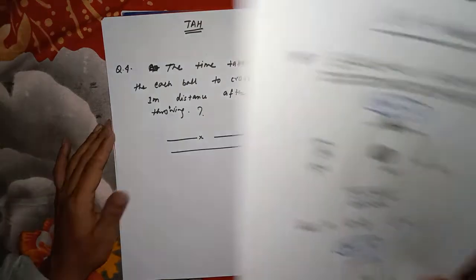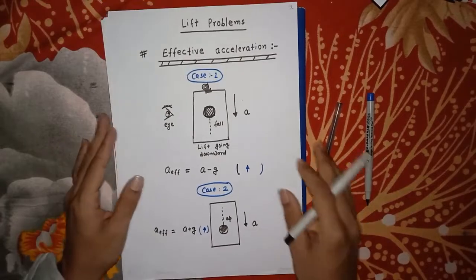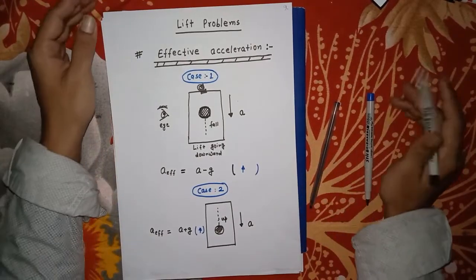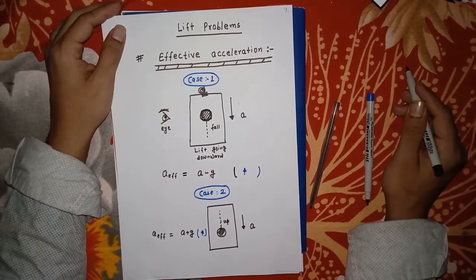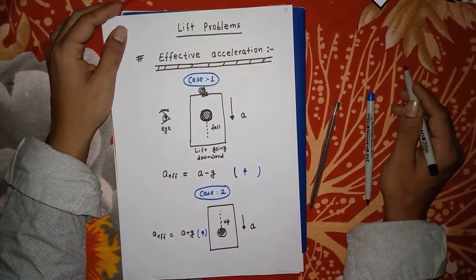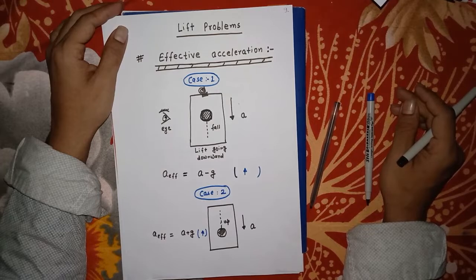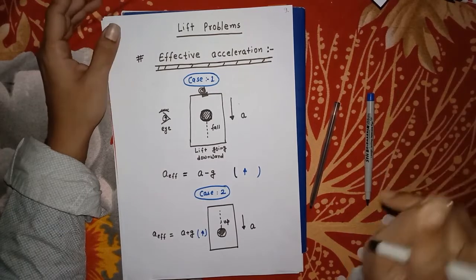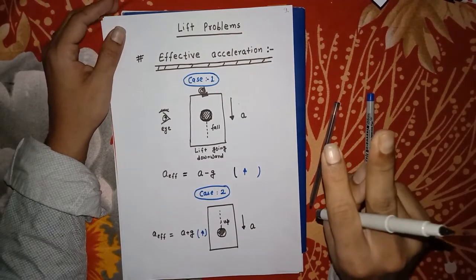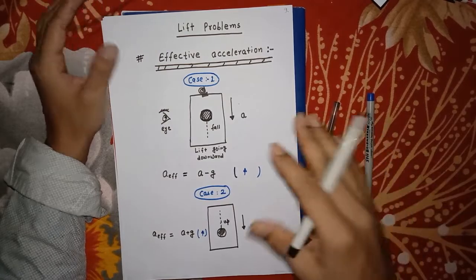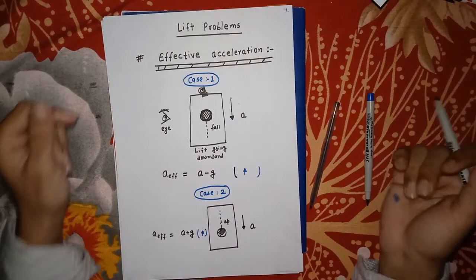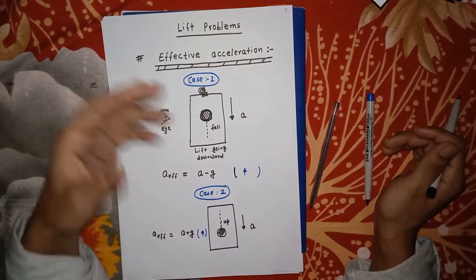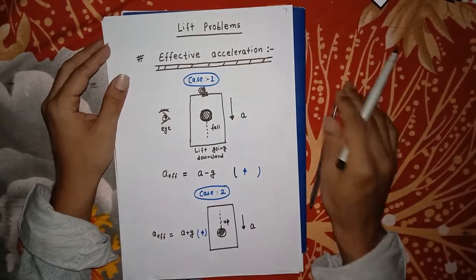Now, in this lecture, I am giving you another lesson about effective acceleration. What do you mean by effective acceleration? When two accelerations come at the same time, then the net effect of acceleration is known as effective acceleration. I give you some cases. It is also called the lift problem.